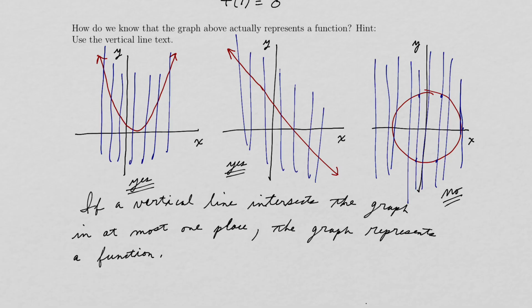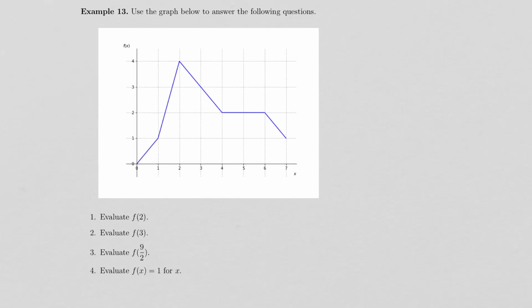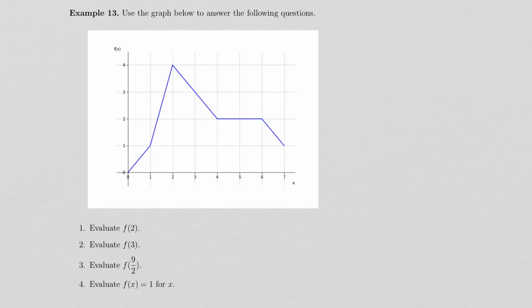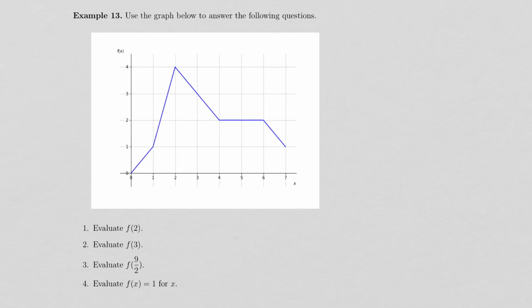All right, let's do a little bit more. Let's do one more example where we consider a graph to be a function, and we answer some questions based on that graph. Actually, first question: is this a function? Yeah, it passes the vertical line test, right? If I draw vertical lines, they only pass through this in one place.